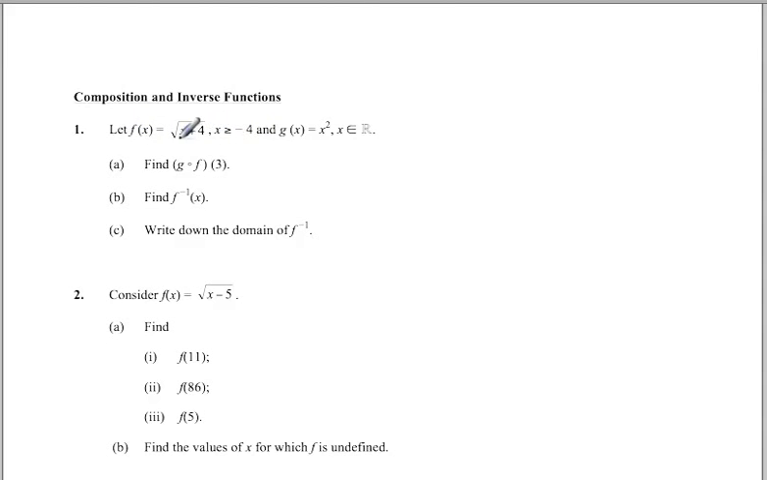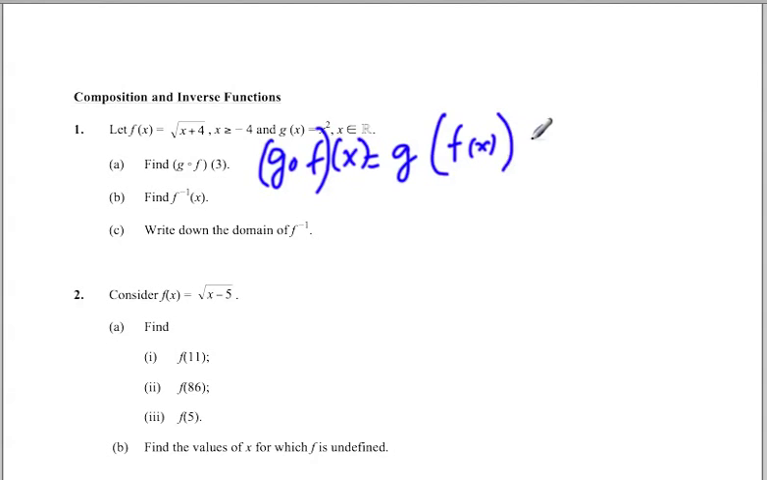Let f of x equal the square root of x plus 4, and all that information. Find g of f of 3. The best way to do this is to first find g of f of x and then plug in 3 for x. So g of f of x really just means g applied to f of x, which is g of the square root of x plus 4.